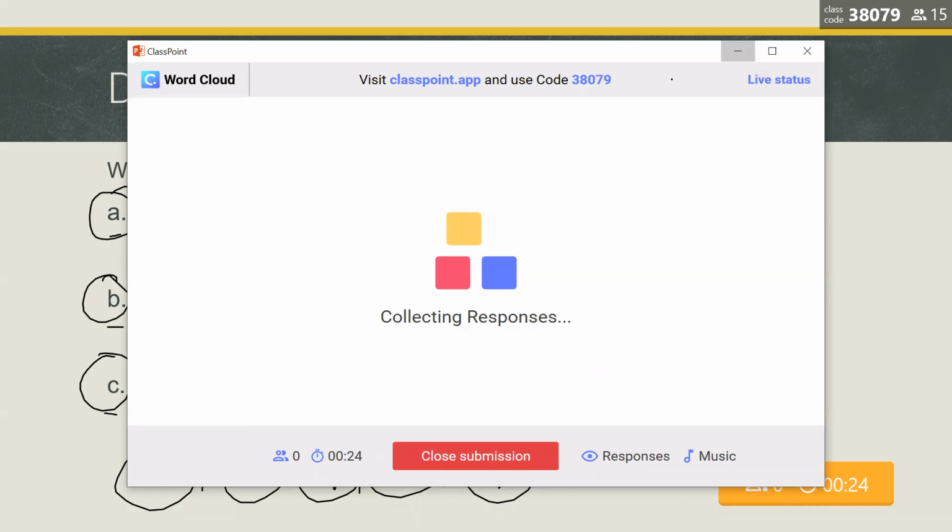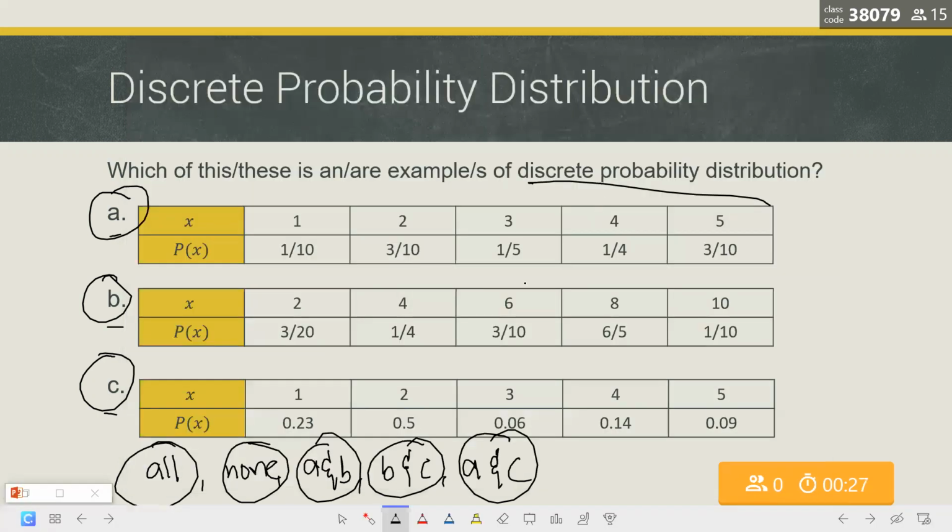We have properties. Number 1, dapat yung ating probability should be between 0 and 1 lang, or from 0% to 100%. The second one, the total of all the probabilities are equal to 1. Sige. 5 minutes.